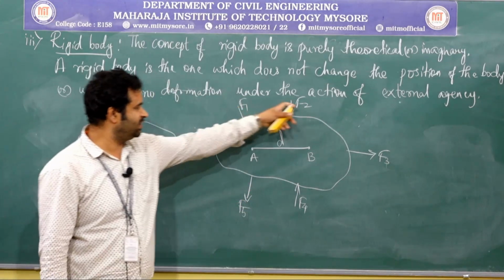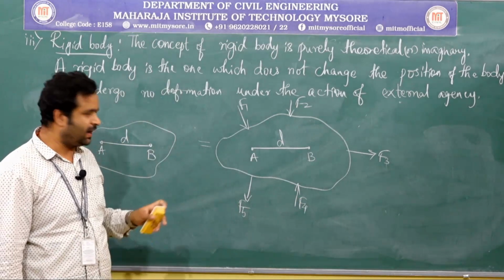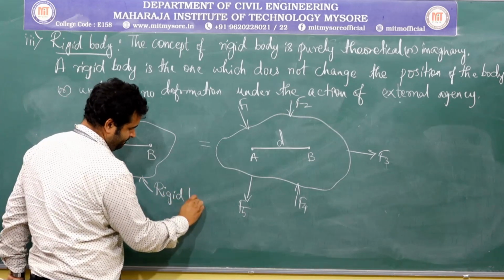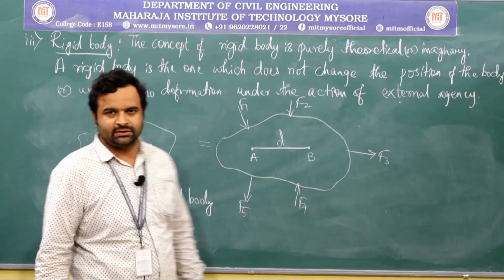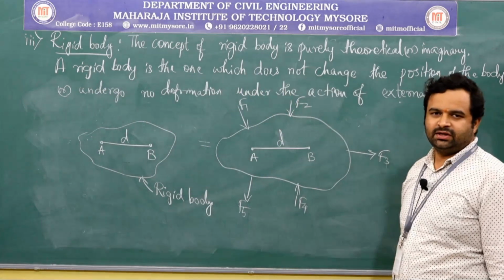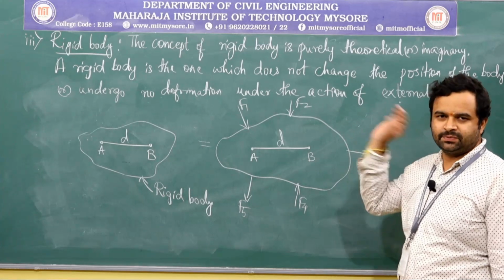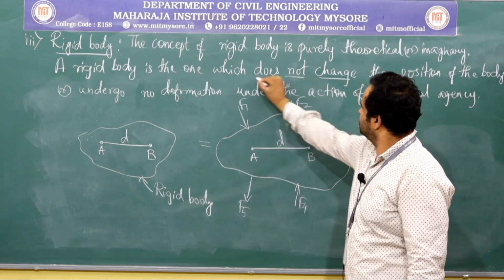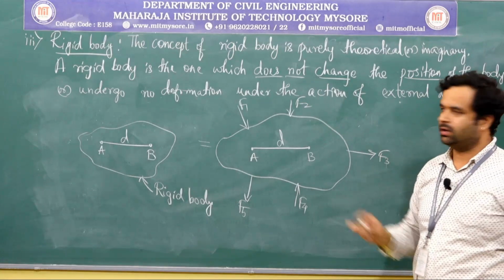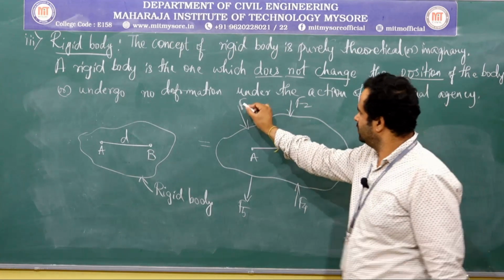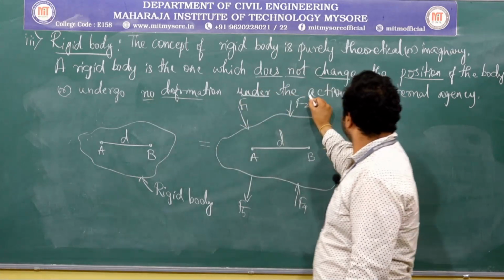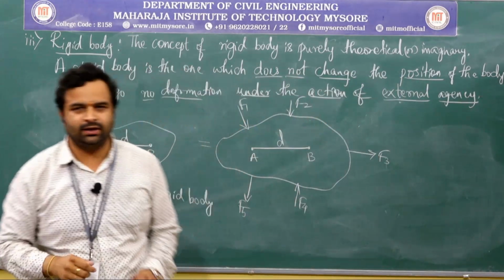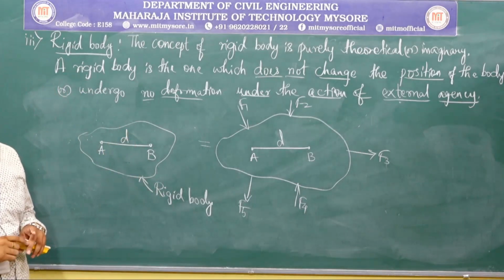See, these F1, F2, F3, F4, F5 are the forces acting on the rigid body. If you look at the rigid body definition, the concept is purely theoretical or imaginary, and the rigid body is the one which does not change the position of the body or undergo any deformation under the action of external agency. External agency is nothing but the forces acting on a body. That is the concept of rigid body.